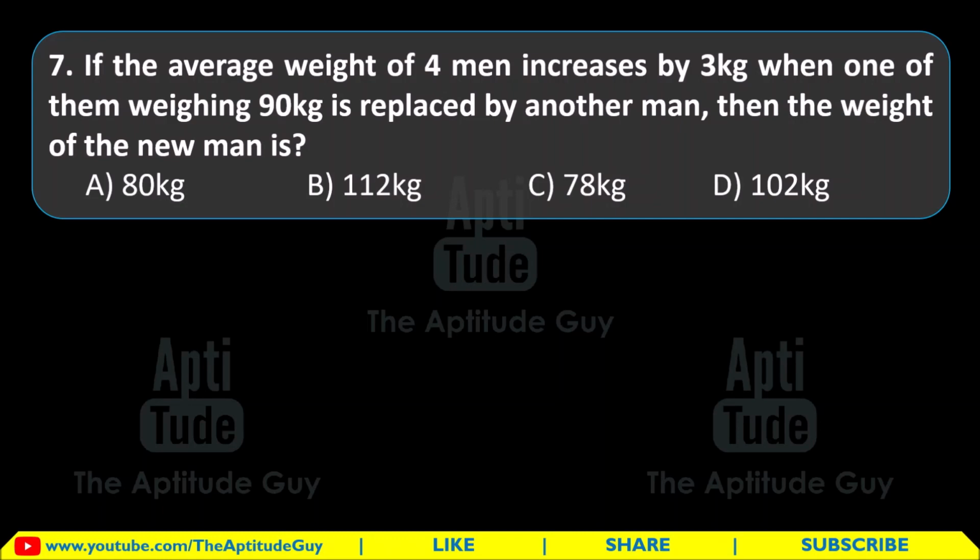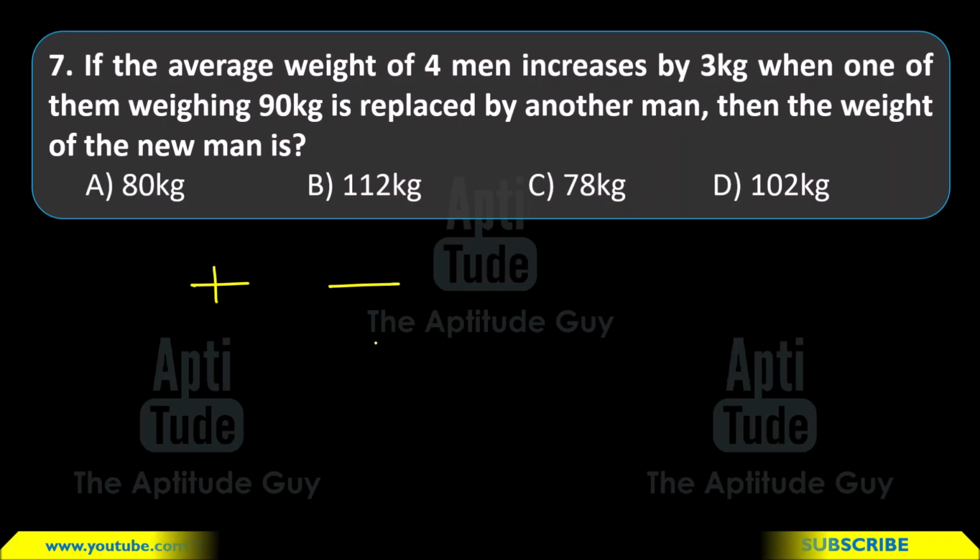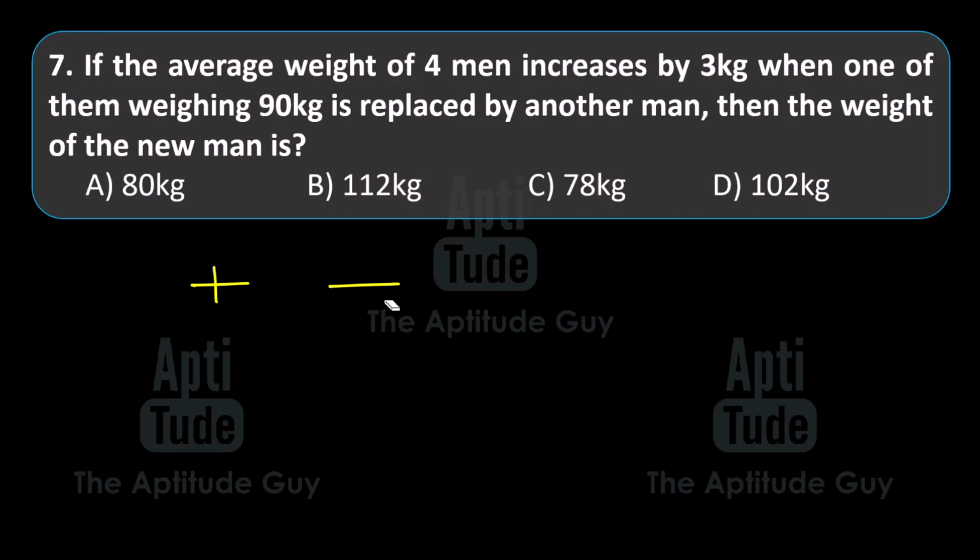Alright, let's do it. This question is different from all the previous questions. We had questions where one person got added. We had questions when one person got removed, that is minus. In this question, there is one person getting replaced. What happens in replacement? That means first one person gets removed and then in place of that person, one person gets added. That is the replacement. Okay, so let's solve this question.